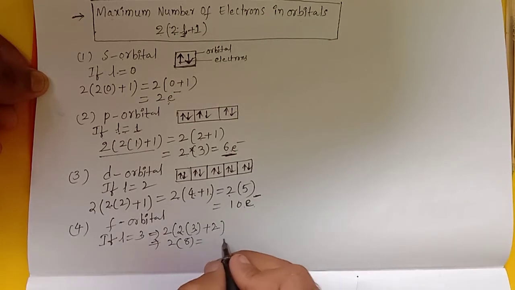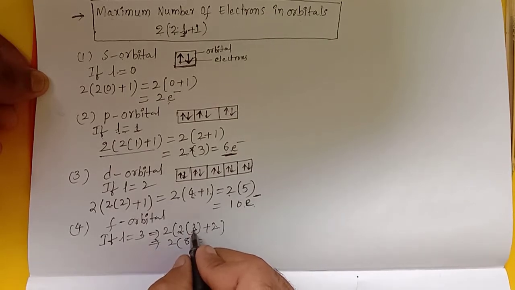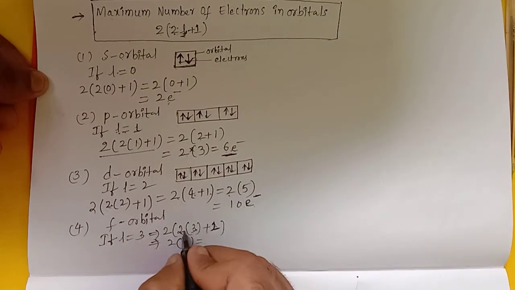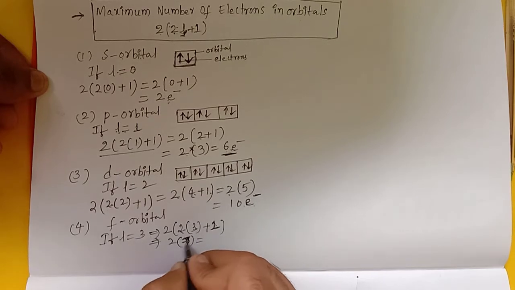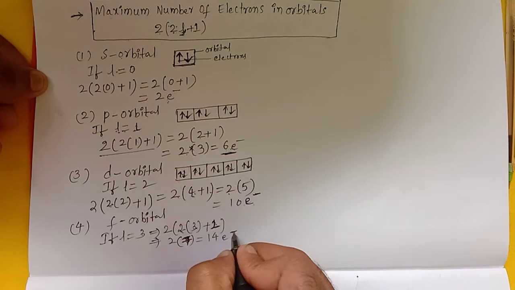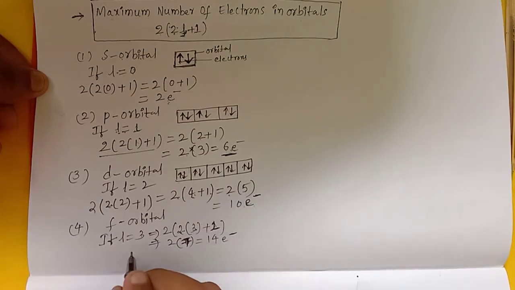So what is the formula here? 2 of 7. So 2 7s are 14. So how many electrons? 14 electrons. So the boxes: for the F orbital, how many boxes do we have to draw here?